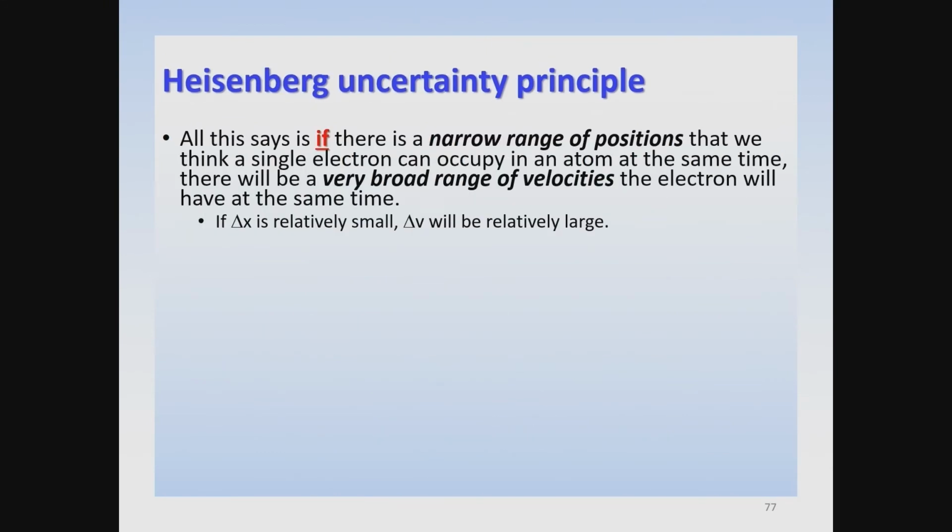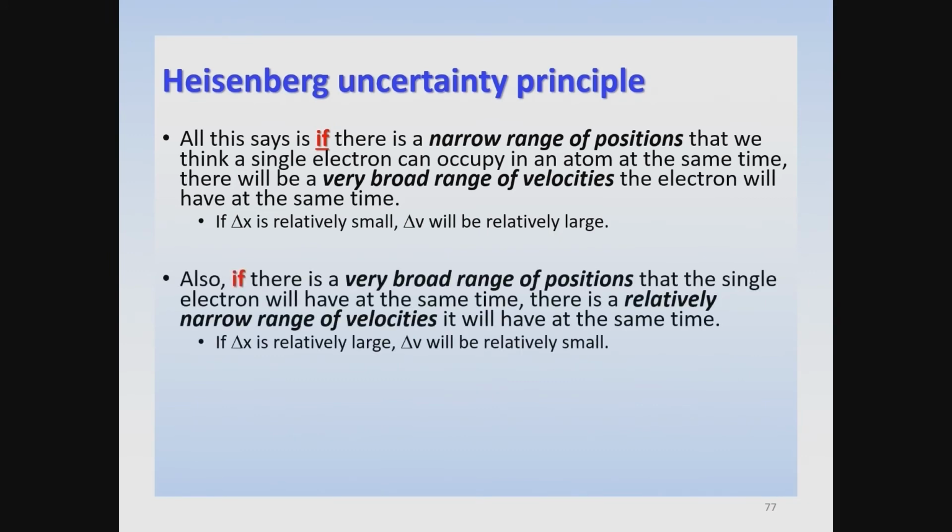What the law basically says is this: if you have a very narrow range of positions that the electron will occupy in an atom at the same time, there must be a correspondingly very broad range of velocities that the electron will have in that atom at the same time. In other words, if delta x is relatively small, delta v is relatively large. But it can go the opposite direction. If there's a very broad range of positions that the single electron will have at the same time, there will be a relatively narrow range of velocities it will have. In other words, if delta x now is very large, delta v will be really small.